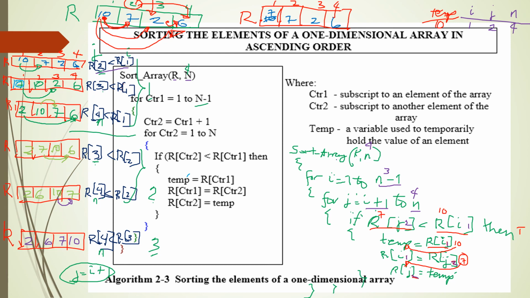Okay? And then temp, the value of temp is 10, and 10 will be assigned to R sub 2. Okay? So, R sub 2 will now be 10.